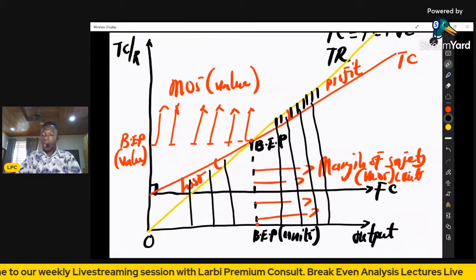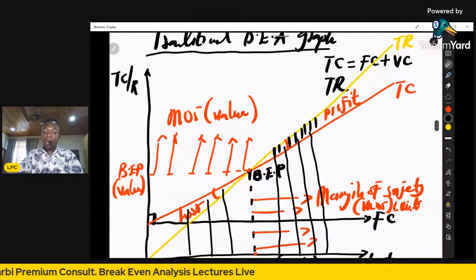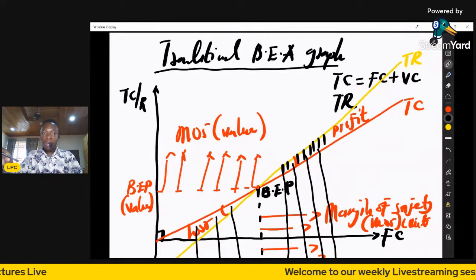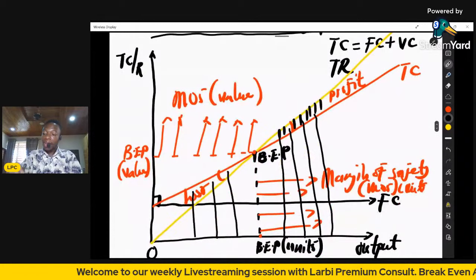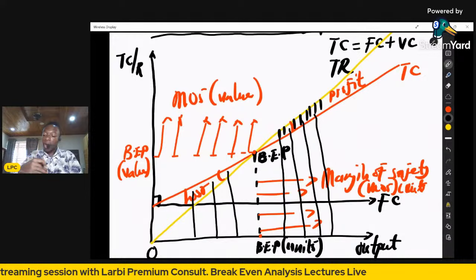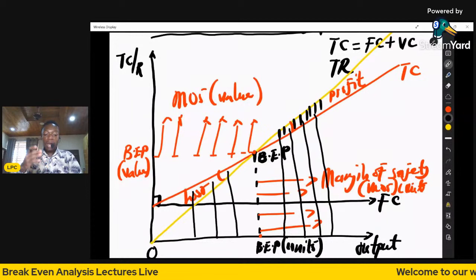And as I said, on the traditional break-even analysis graph, we don't illustrate a variable cost curve or line. We only illustrate a total revenue curve. We start from the origin, right? And we also illustrate a total cost curve. We start from the point where the fixed cost is, making a perpendicular line to the total cost or revenue curve. And we also illustrate a total fixed cost curve.